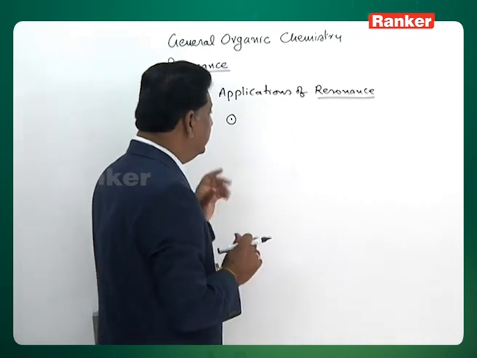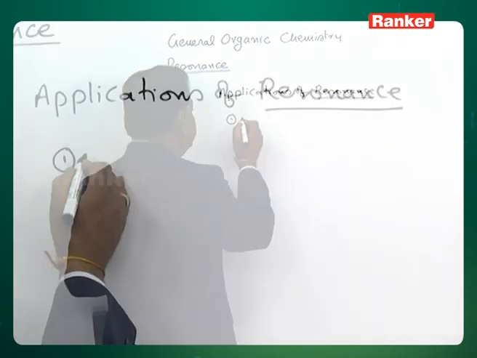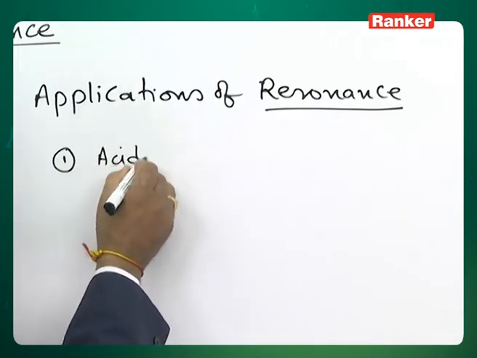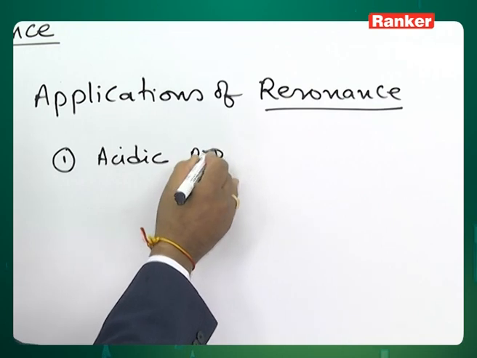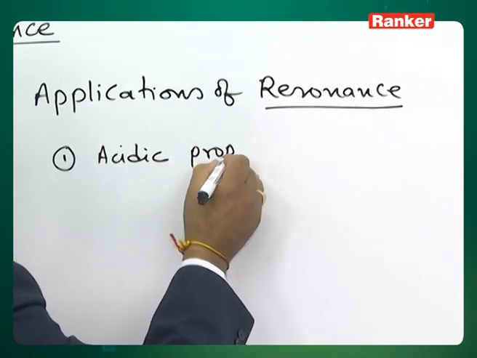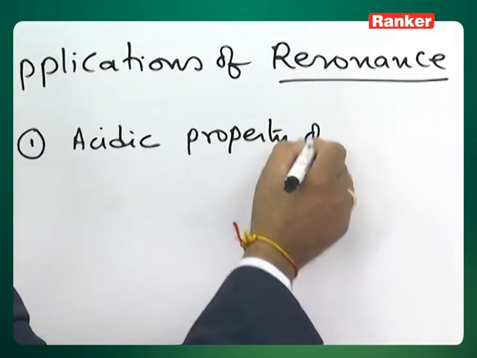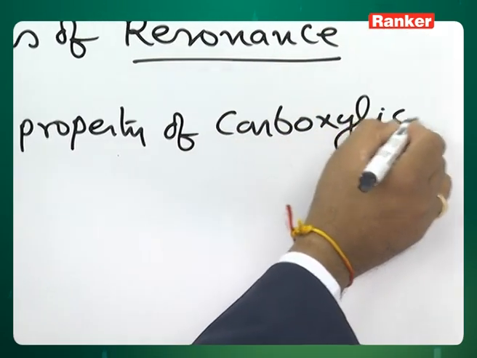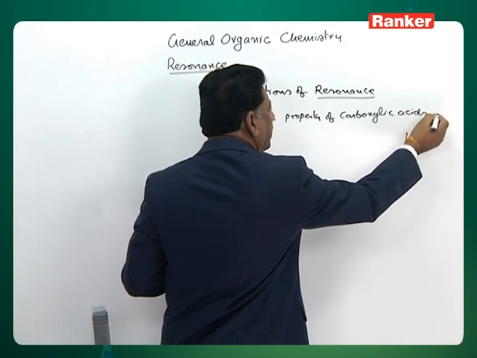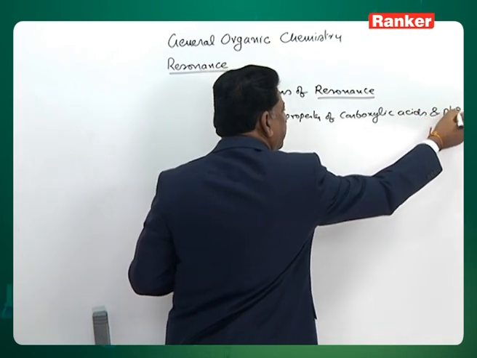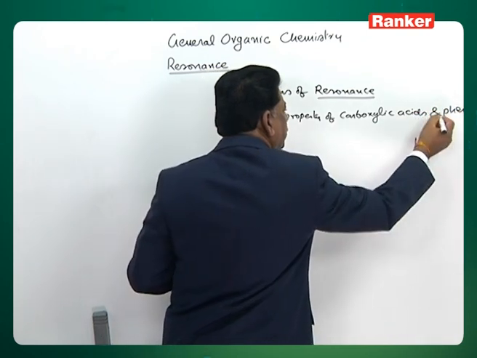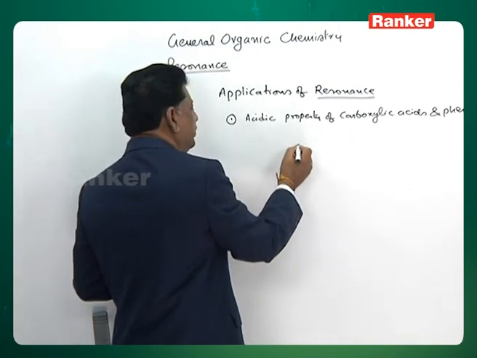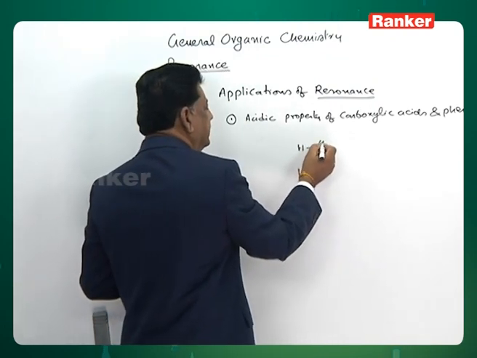So, first we are searching for the reason here. It is the acidic property or acidity of carboxylic acids and phenols. These two compounds let us examine. I take formic acid.